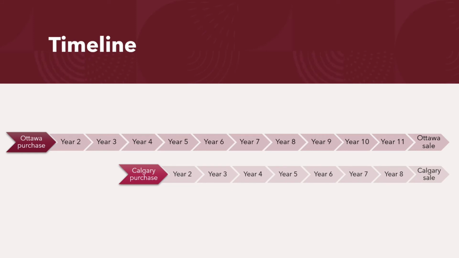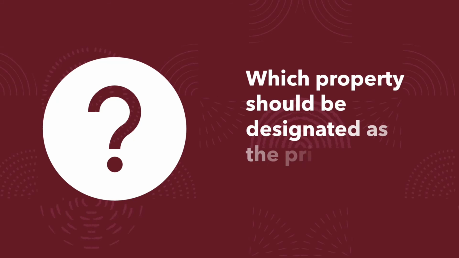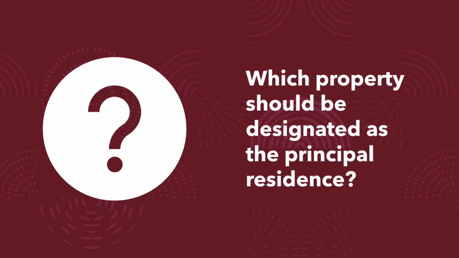You can see from this timeline that there is a period of 9 years where the ownership of these properties overlap. And this is where the fundamental question in this case comes from, right? The taxpayer is trying to decide which property should be designated as the principal residence. So to calculate this and figure this out, we've got to do something.